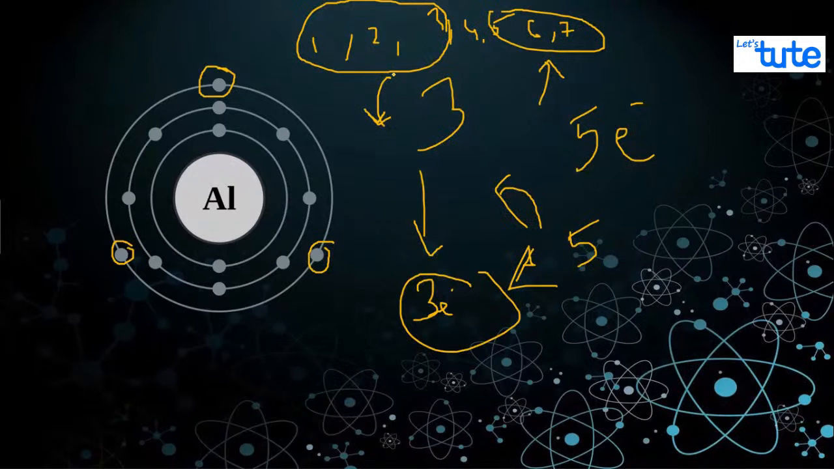So it gives electrons to become stable. If it has 1 electron, 2 electrons, or 3 electrons in its outermost orbit, it gives electrons. And if it has 5, 6, or 7 valence electrons, which we have studied, then it takes electrons. So this was all about electronic configuration and valency.